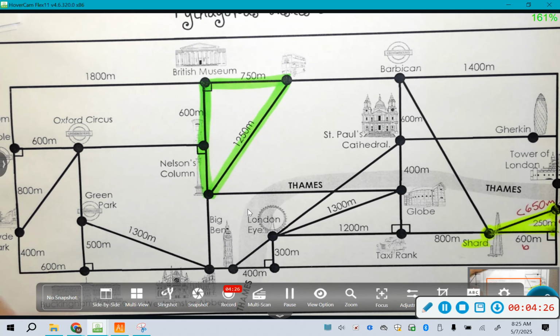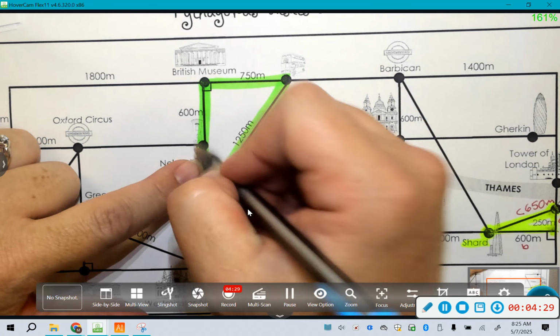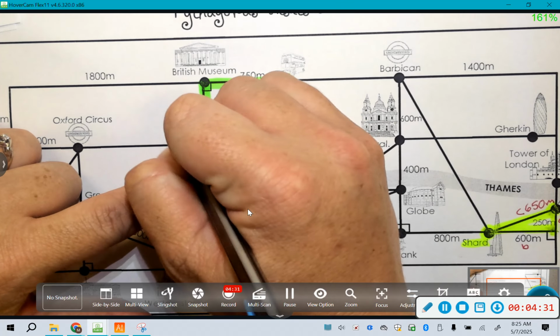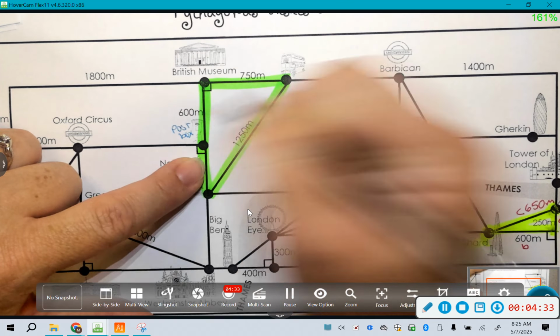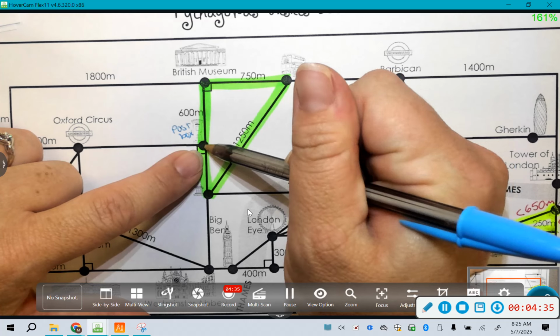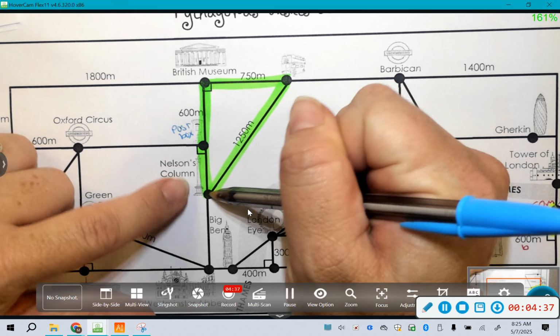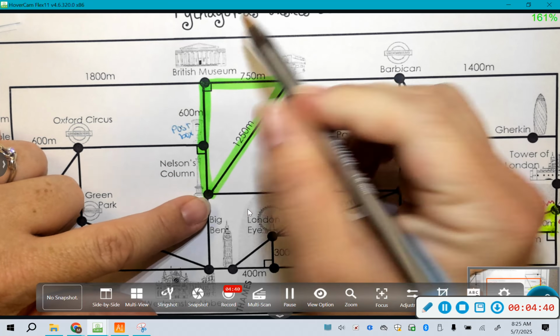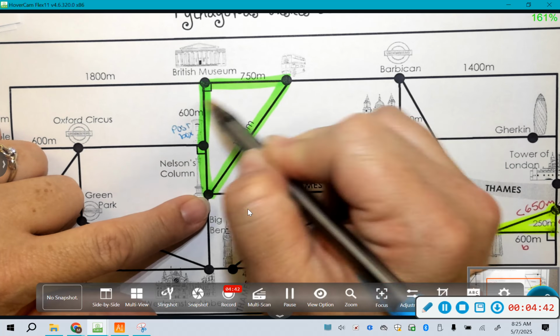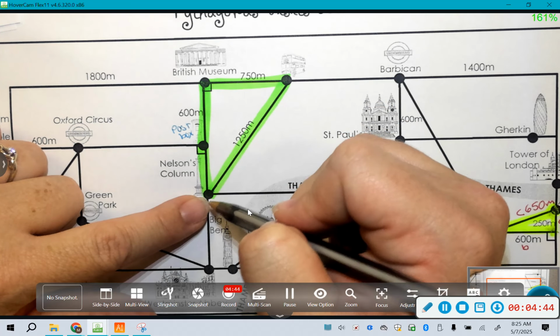Okay, and do you notice that we know the distance? This is actually your post box. Okay, we know the distance between the British Museum and the post box, but we don't know the full distance, right? However, do we know these 2 sides? So can we find that full distance? And that's what we're going to do.